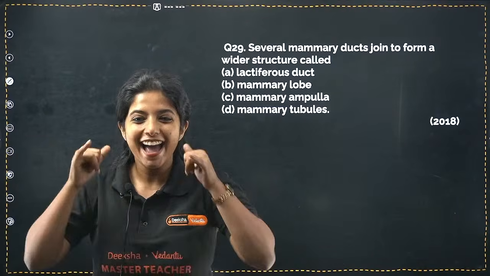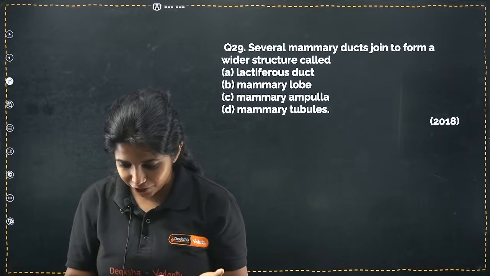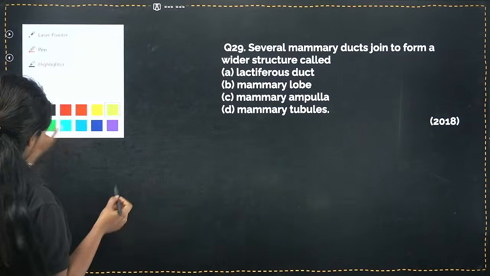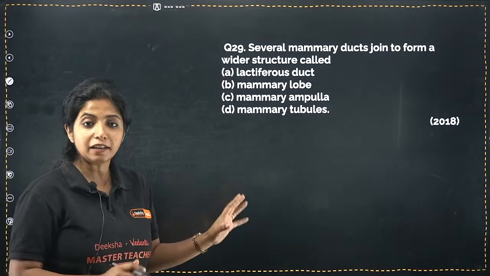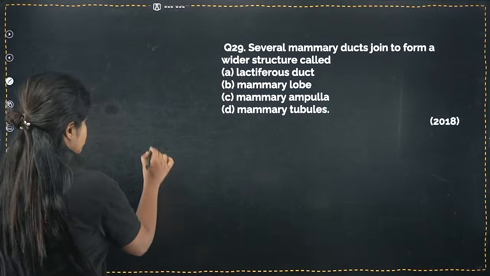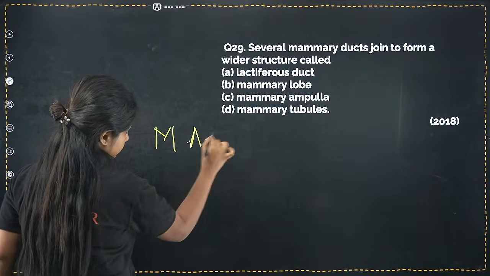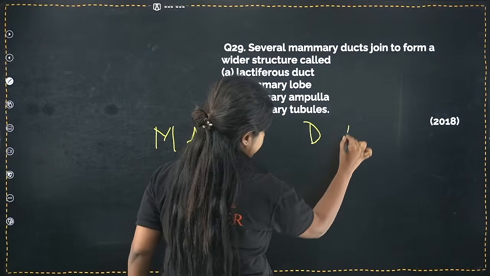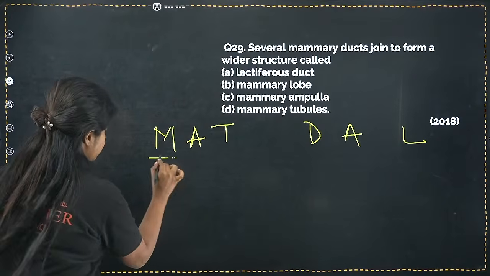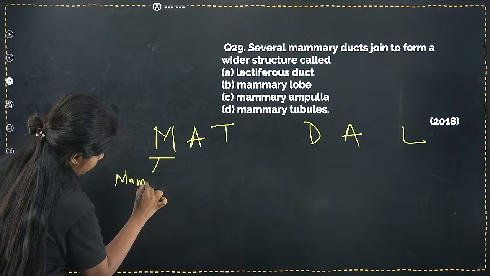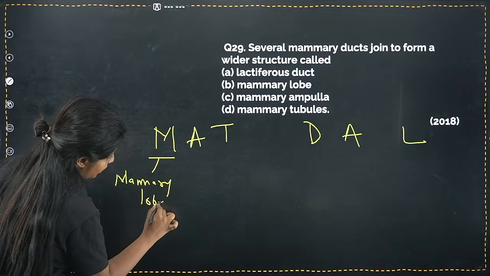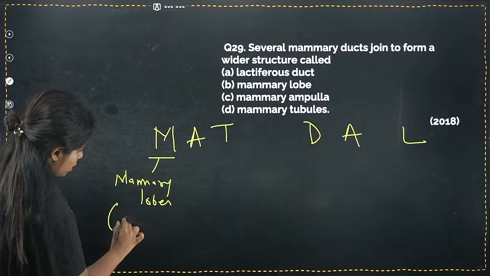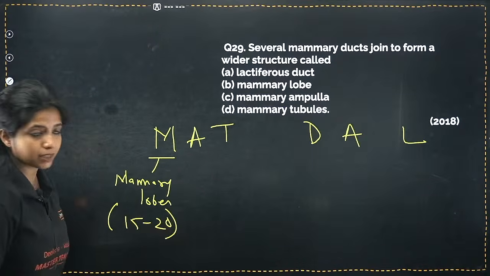Mat dal, yes, you remember that? That's so sweet of you, Bhagya. There's a way that I remember things, and that is: dal fell on a mat. So we have to put mat first and dal later. M stands for mammary lobe. How many mammary lobes are there? 15 to 20 mammary lobes.